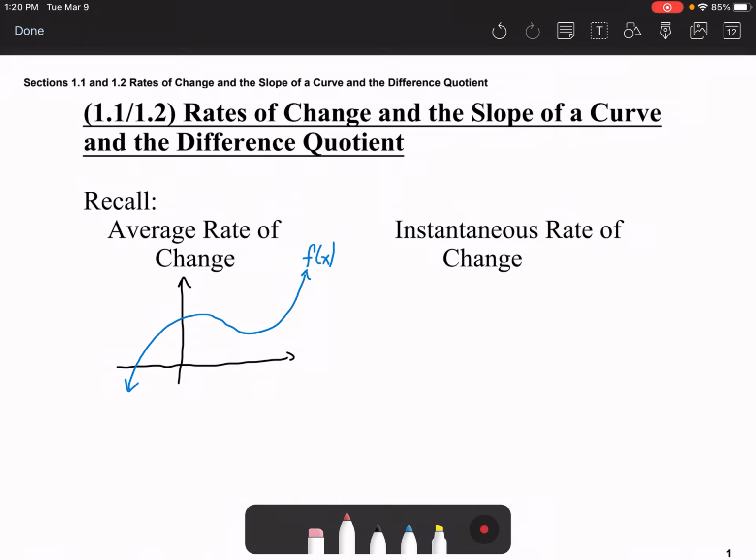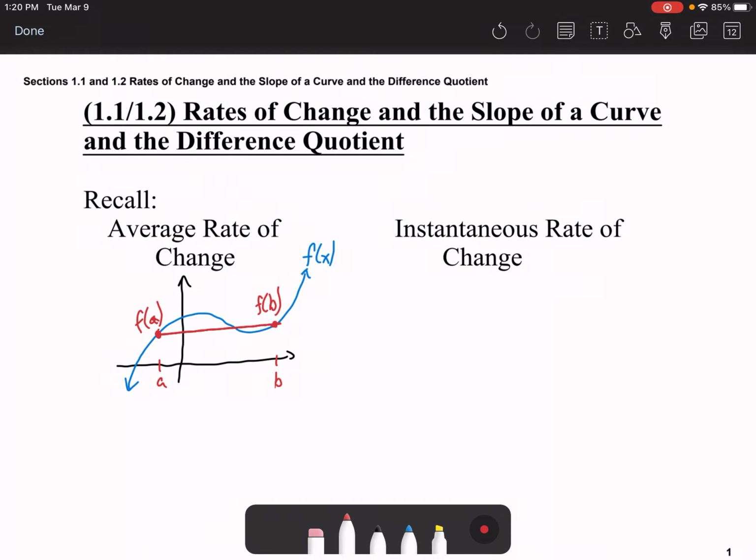Well, if we want to find the average rate of change between two values, let's call them a and another one b, we need to find f at a and f at b. And then what we're doing is we're calculating, I'm going to use my ruler here as best as I can, and right here we're calculating the slope to find the average rate of change by taking f at b minus f at a, and we're dividing by b minus a. And that's going to give us our average rate of change.